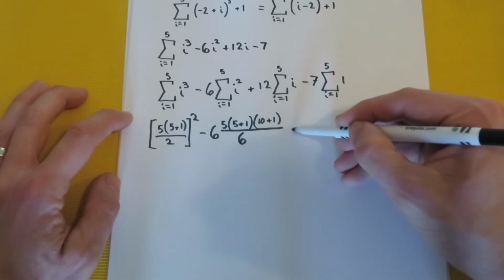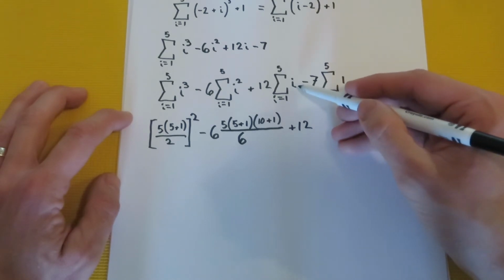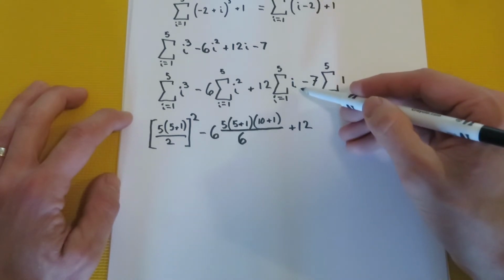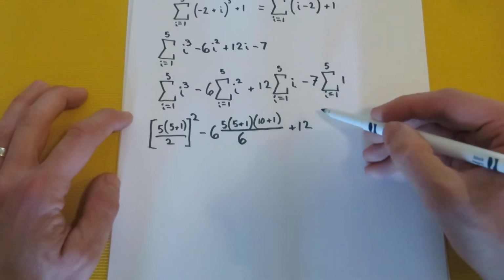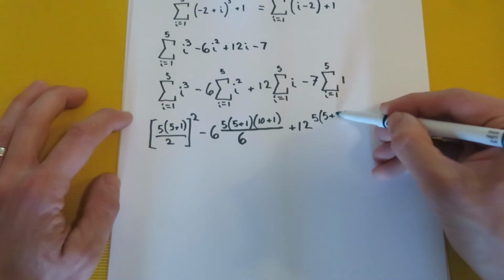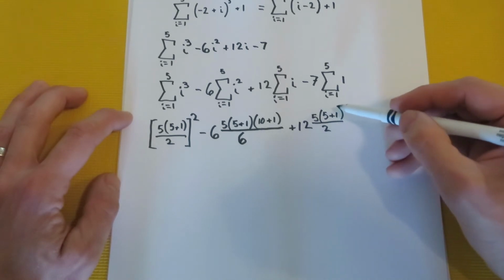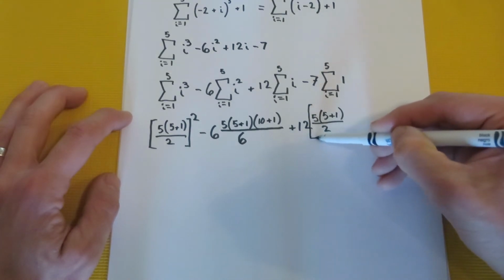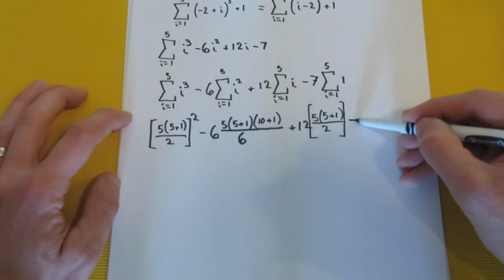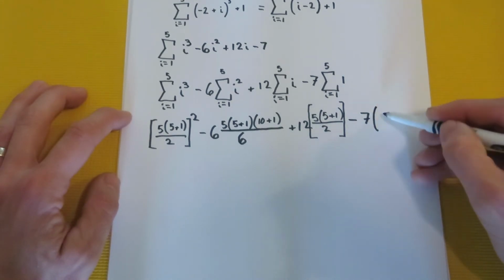And now we're evaluating this one, so we have a plus 12. And the summation of i from 1 to n is just going to be n times n plus 1 over 2, or in this case, n is 5. So that's going to be 5 times 5 plus 1 over 2. I'll go ahead and write this in brackets so that you know that the 12 is not in the denominator. Minus 7 times n, and again our n is 5.